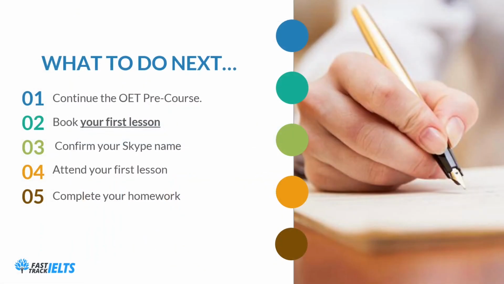Now that we've had a quick look at the student area, what should we do now? So the first thing that I would recommend doing is, after this video, continue to work your way through the rest of the OET pre-course. A little bit later on, step 2 here, it's going to ask you to book your first lesson. So get that first lesson booked, get it started, and then we've got a goal to begin your studies.